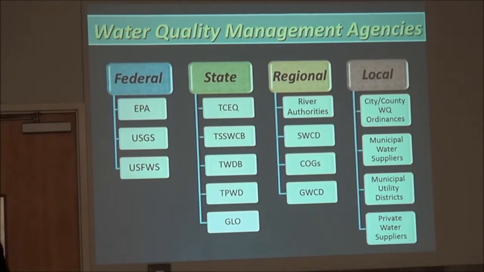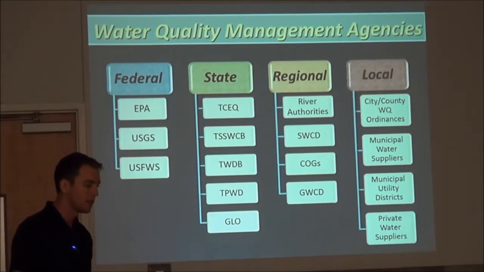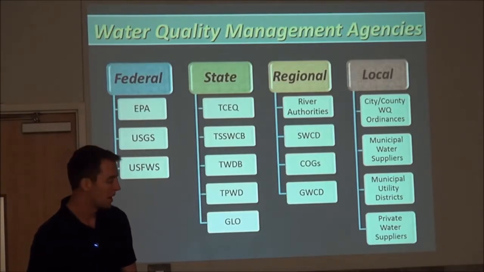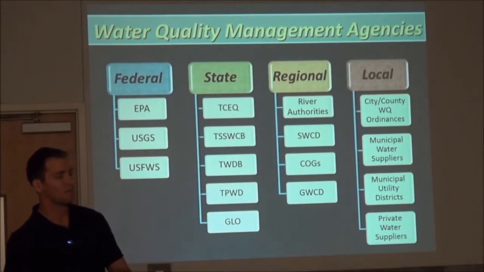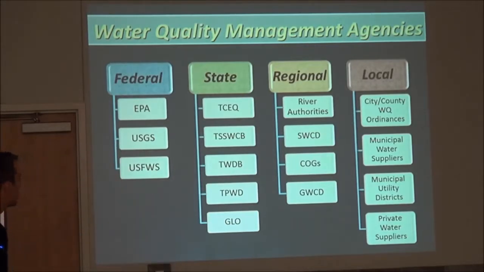Their regional headquarters up there in Dallas, just up the way. But there's also a couple other federal agencies that serve roles, the United States Geological Survey and the Fish and Wildlife Service as well. Here in the state, the two primary players, which we'll talk about in the next couple of slides, are the TCEQ and the Texas State Soil and Water Conservation Board, this acronym here. And I'll talk about these two specifically next.